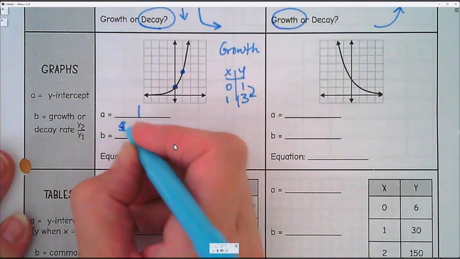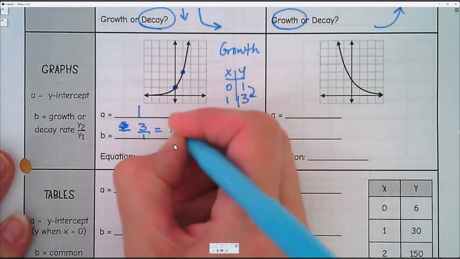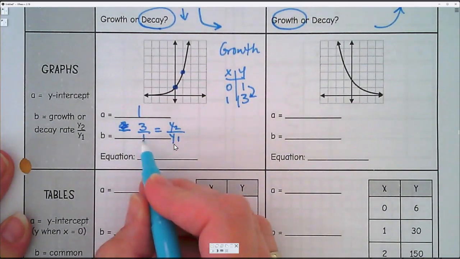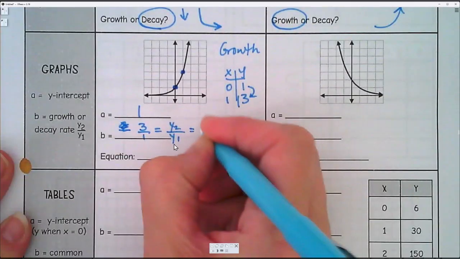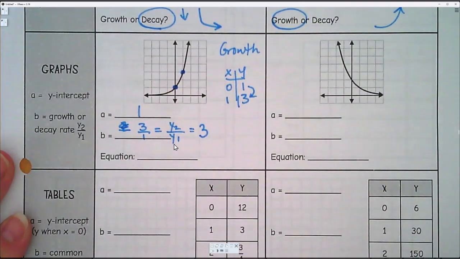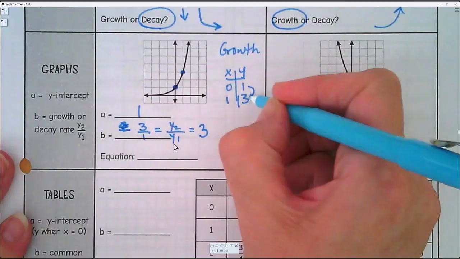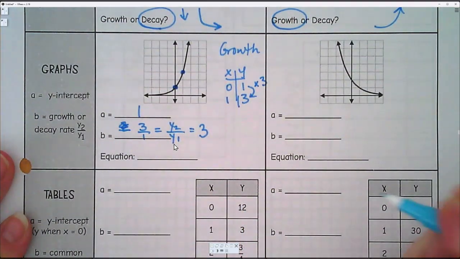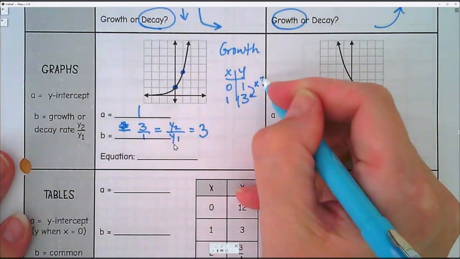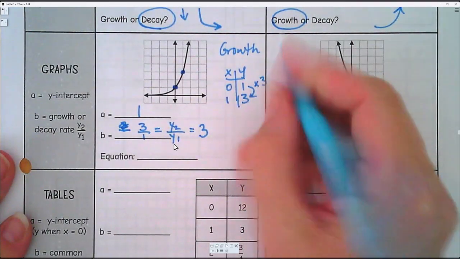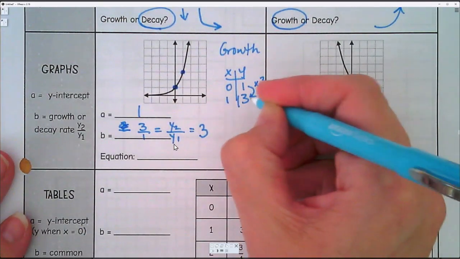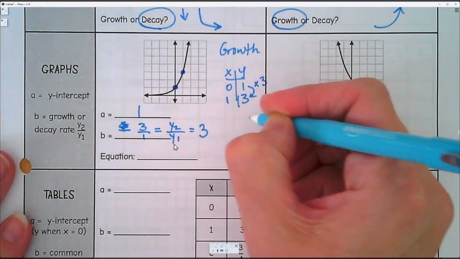What is happening? The y value is changing. This is my second y value, 3, and my first y value was 1. So when I divide those, I end up getting 3. Or as you can see when you look at the table, this is a multiplying equation. So I am multiplying 1 times 3 gives me 3. And if I went to the next one, I would probably find that this goes to 9. So if I multiply again times 3, I would get 9.